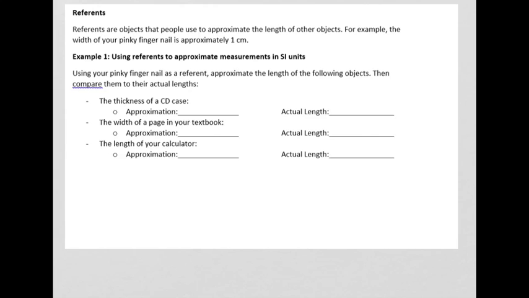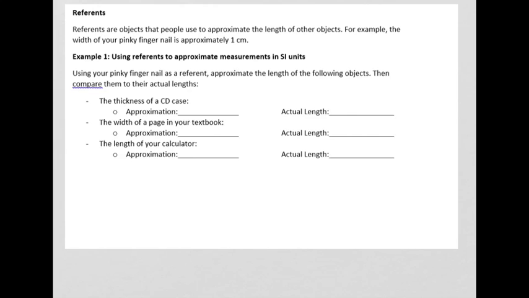Oh, really? Okay, but the width of your pinky fingernail is approximately 1 centimeter. And you can test that. Do you guys all have a ruler? Take your ruler out and compare the width of your pinky fingernail with a centimeter. And you can see that it actually is pretty close.